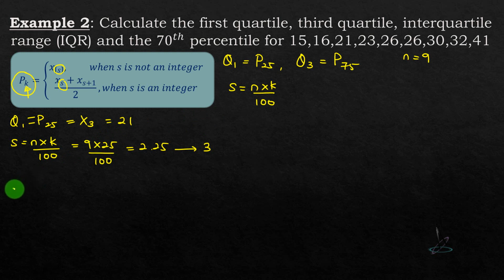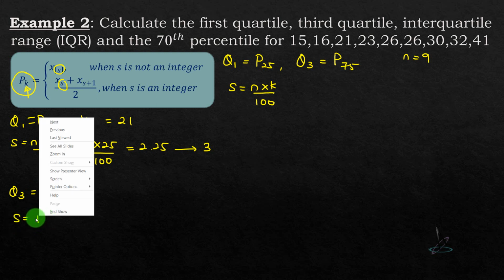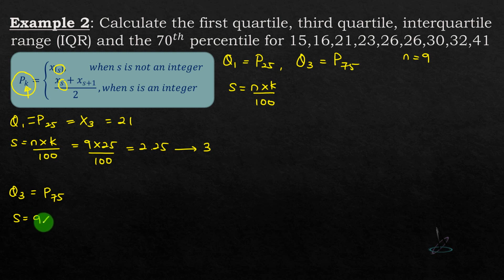Now let us calculate the third quartile, which is P75. Let us calculate the S. S is 9 multiplied with 75 over 100. This is equal to 6.75. As we can see, S is not an integer, so we round it up to the next integer, which is 7. So this is equal to x of 7. So 1, 2, 3, 4, 5, 6, 7. x of 7 is equal to 30.